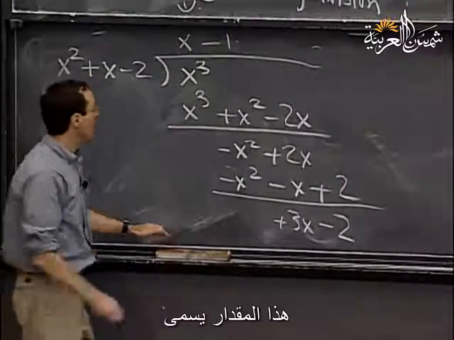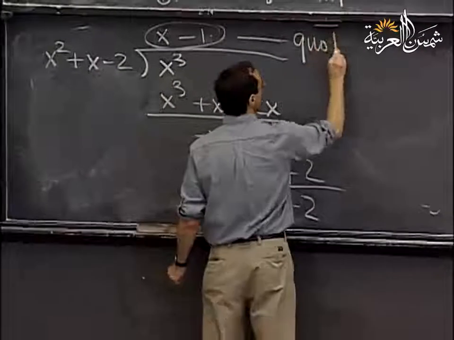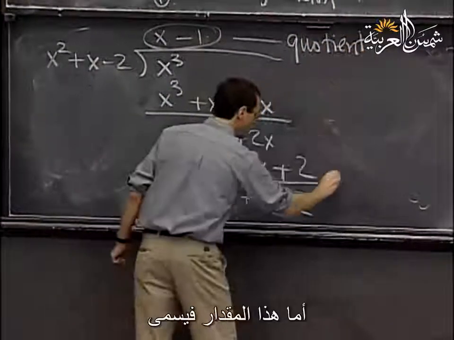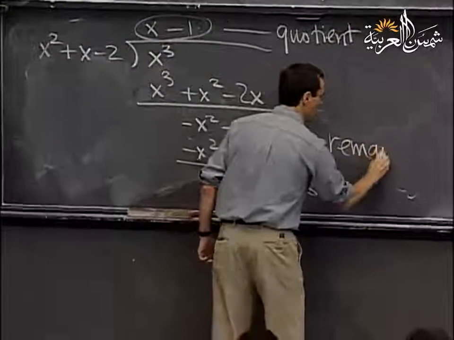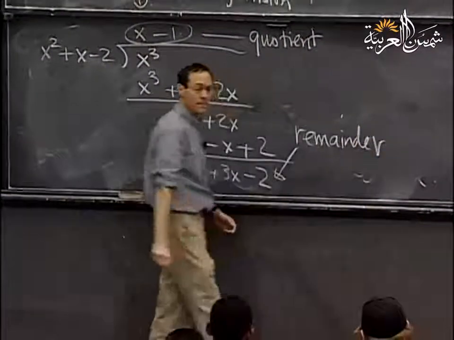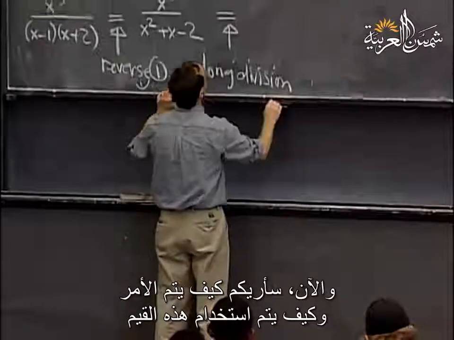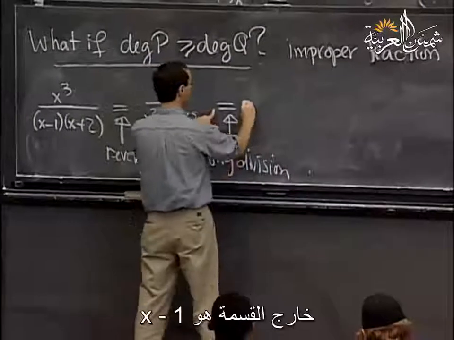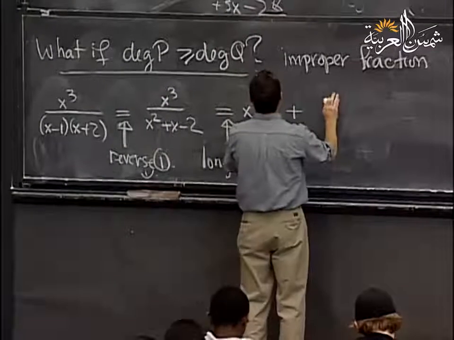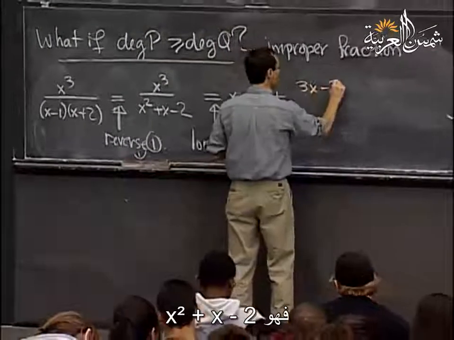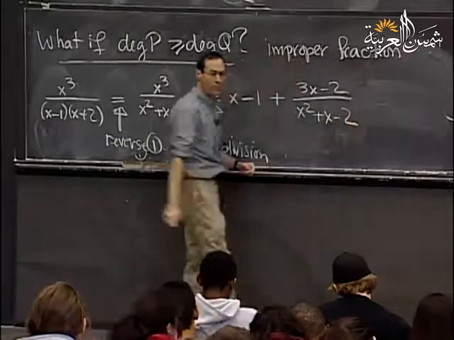Okay? Now, this thing has a name. This is called the quotient. And this thing also has a name. This is called the remainder. And now, I'll show you how it works by sticking it into the answer here. The quotient is x minus 1. And the remainder is 3x minus 2 divided by x squared plus x minus 2.